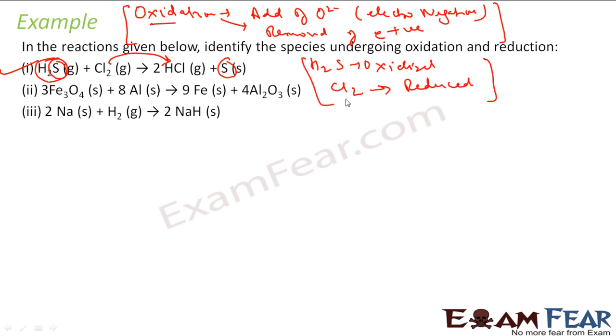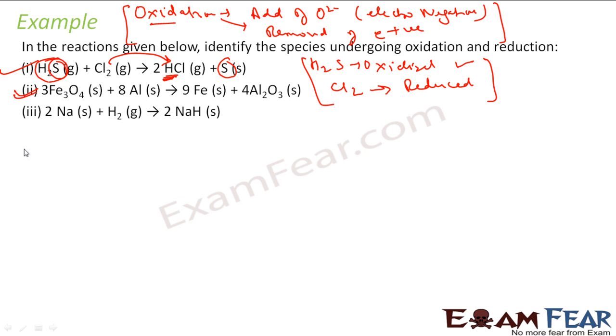Hope you understand this. Let me do it once again. In H2S, hydrogen got removed and it becomes S. Removal of an electropositive element is oxidation. For Cl2, instead of removing, we added hydrogen. So addition of hydrogen, that is addition of an electropositive element, is reduction. Just the opposite of oxidation. This is my reduction.